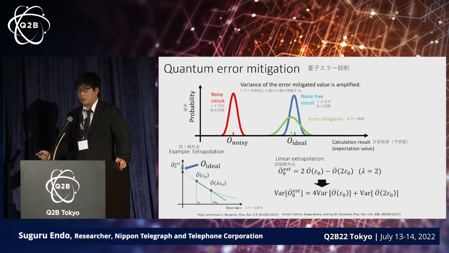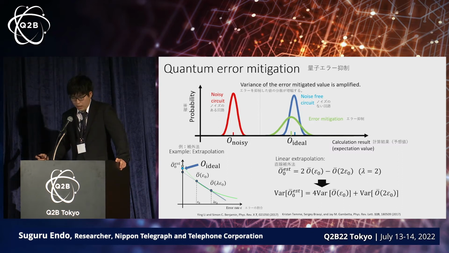But it has some cost: a larger variance of the probability distribution. That means we need to sample more results to realize the same accuracy, so we need more samples compared with the noise-free case. And a very clear example of error mitigation is the extrapolation technique. The horizontal axis is the horizontal axis of the below diagram.